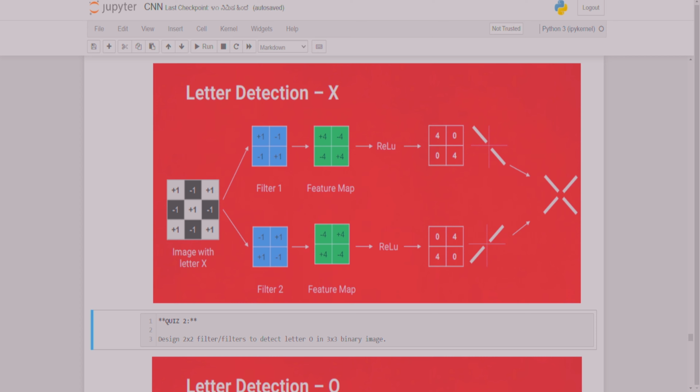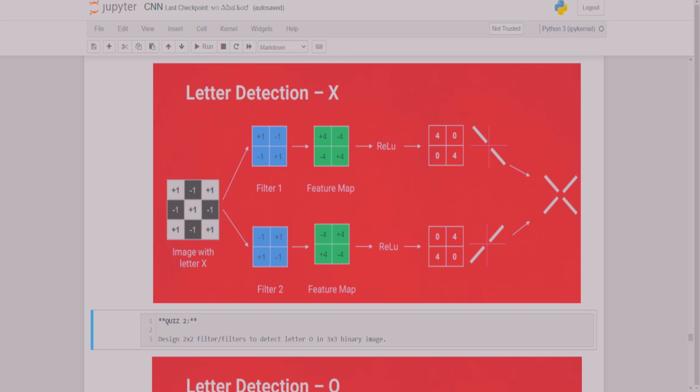Okay, sir. So apply similar logic and find out the other one or two filters. Again, I'm expecting two filters, so that I can detect a zero in the same 3 cross 3 image. So that's the question. Okay, sir. Thank you.